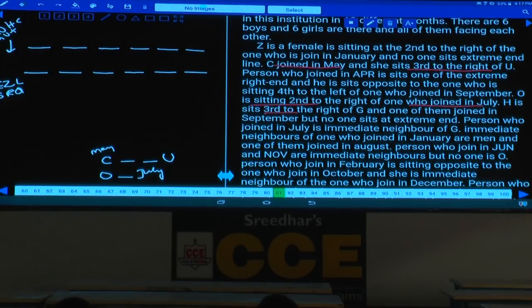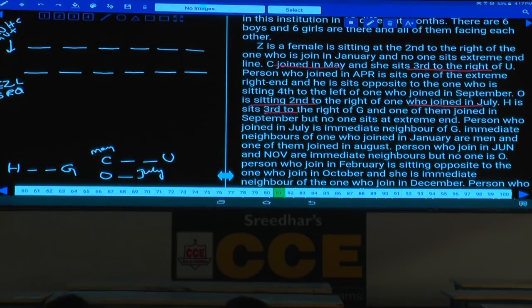H sits third to the right of G. As H sits third to the right of G, this H and G again belong to the row of persons facing towards south. And H sits third to the right of G, then how can you express this? H is seated third to the right of G can be written like this, and one of them joined in September, but no one sits at an extreme end of the row. Now, between these two persons, H and G are not at the extreme end of the row.